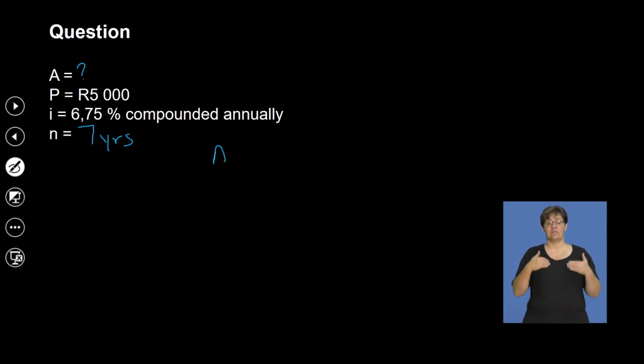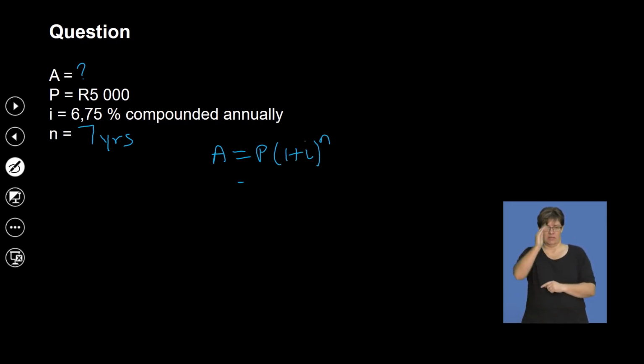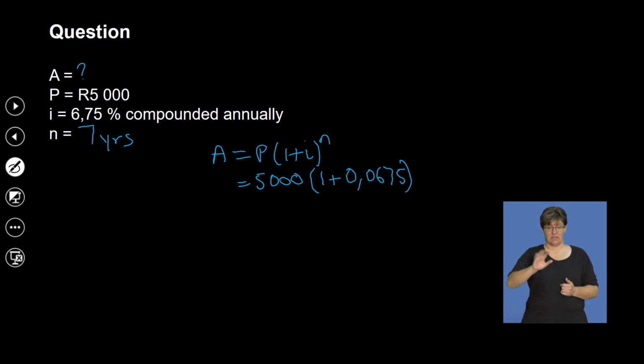Now we always start with our formula, remember that. 1 plus i to the exponent of n. Sergio invested 5,000 into 1 plus, and the bank was offering him 0.0675, and this was for a duration of 7 years.